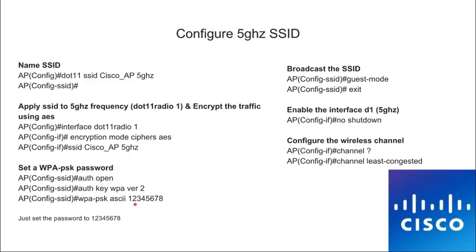And then set the password. You can choose anything you like. Just for this tutorial, I did something simple, 1, 2, 3, 4, 5, 6, 7, 8. Again, we're going to broadcast it with guest mode. Again, it doesn't mean that you're letting guests get access to it. That's just the command to enable the broadcast. And then you're going to do no shutdown on it, so you enable this frequency again. Usually interfaces on Cisco devices are disabled by default, so you have to run no shutdown to enable the frequency, and then of course again configure the channel.